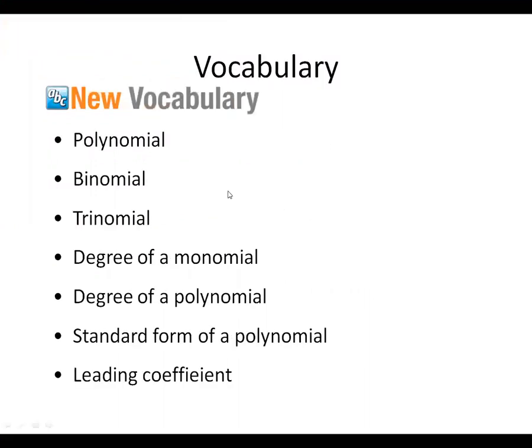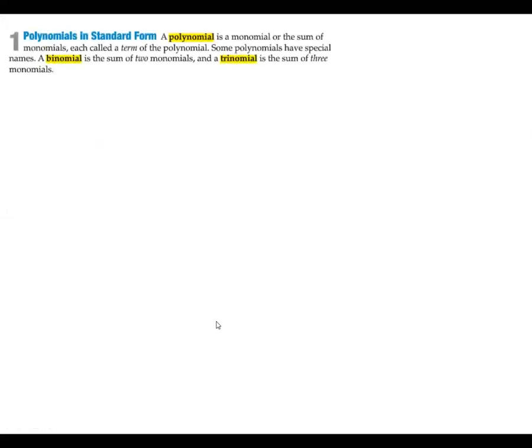So we got a lot of new vocabulary, so there's going to be a lot of terms, and we're just going to get used to how to use them in our problems today. So polynomial, binomial, trinomial, the degree of a monomial, the degree of a polynomial, what's called standard form of a polynomial, and leading coefficient. So polynomials in standard form.